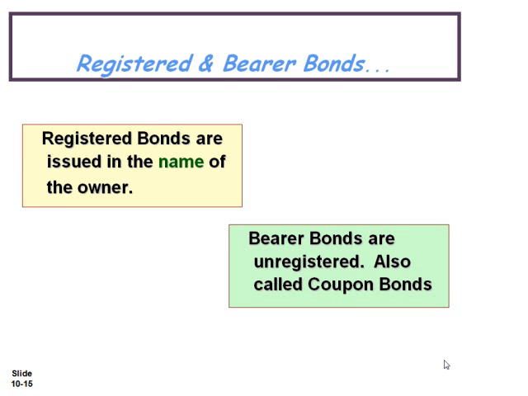Registered and bearer bonds. Registered bonds are issued in the name of the owner. They are tracked by the owner. Bearer bonds are unregistered, so they're not tracked by the owner's name. They are also called coupon bonds.